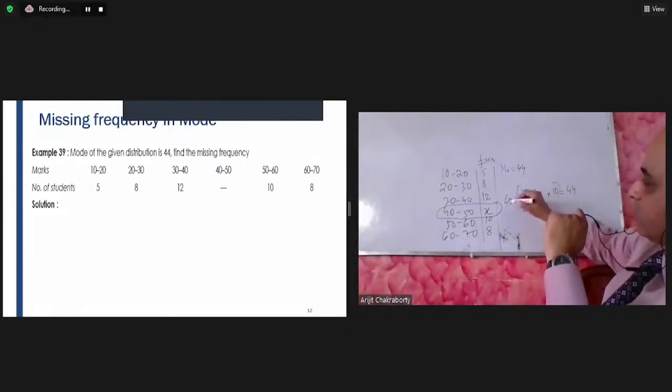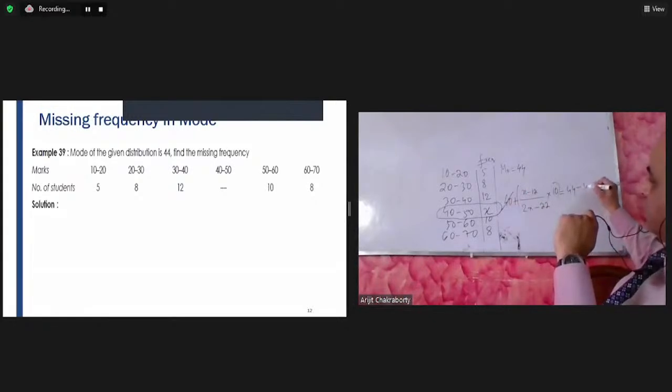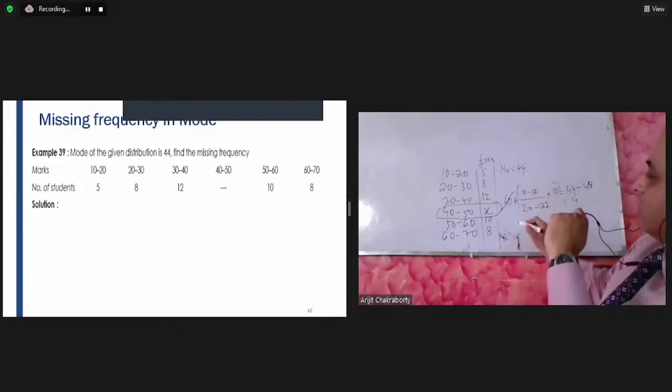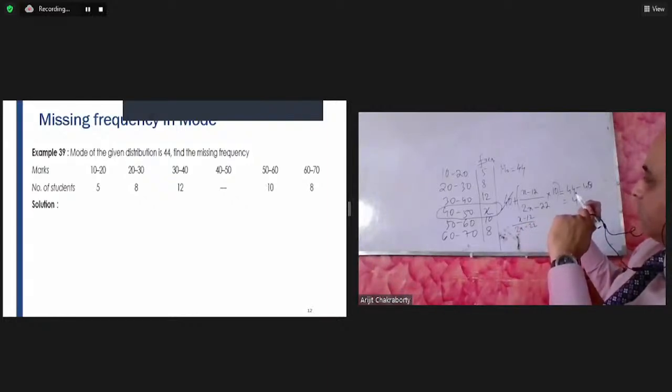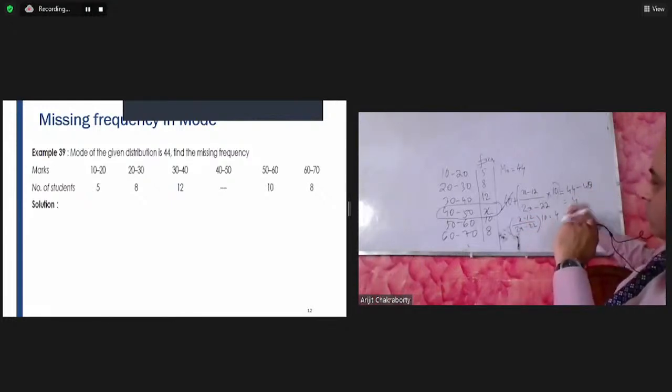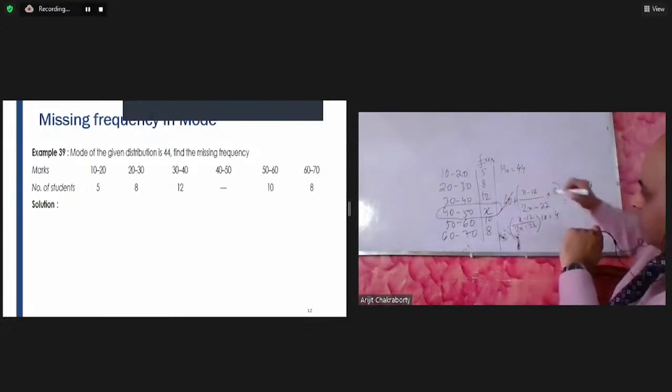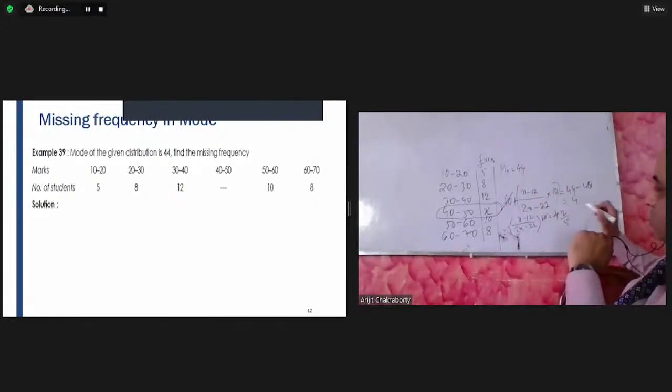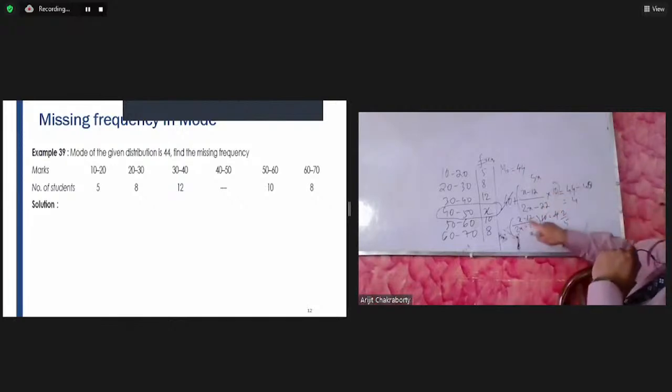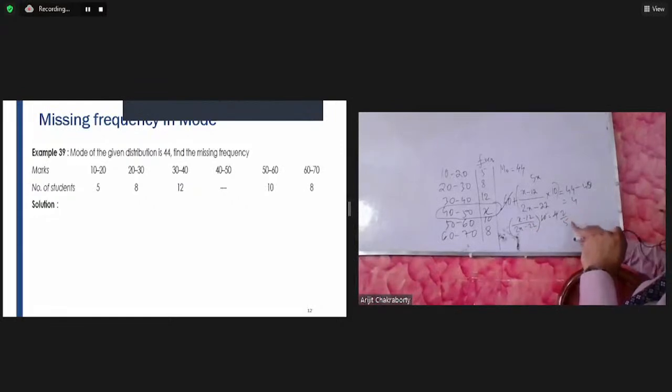So if I simplify, this 40, if I bring it to the right hand side, becomes 4. So I'm getting (x minus 12) divided by (2x minus 22), into 10, equal to 4. Okay, so now if I just cross multiply, what will you get? 4 becomes 2 and 10 becomes 5 here, so 2 by 5. So I can write (x minus 12) by (2x minus 22) equal to 2 by 5 now.